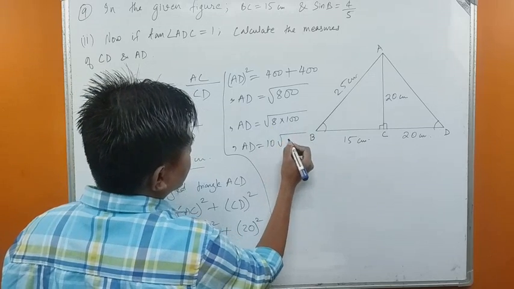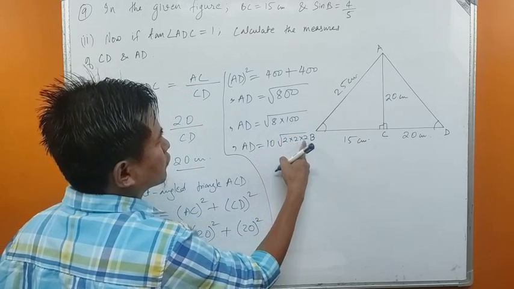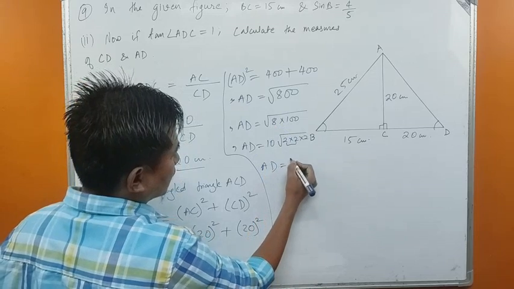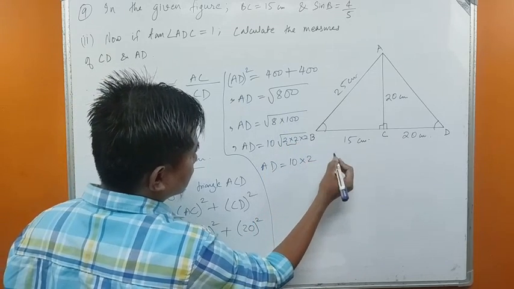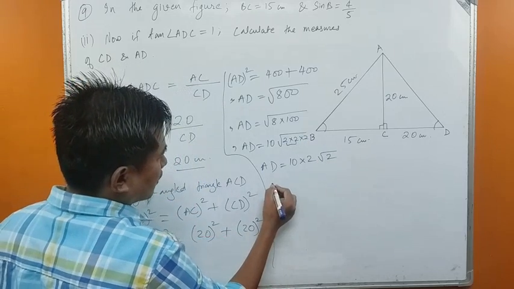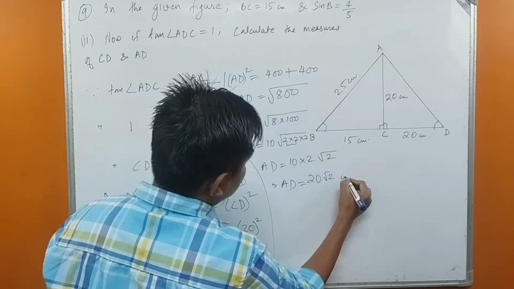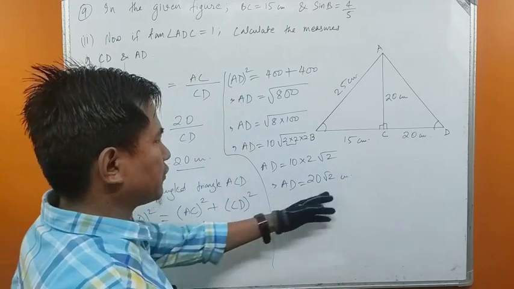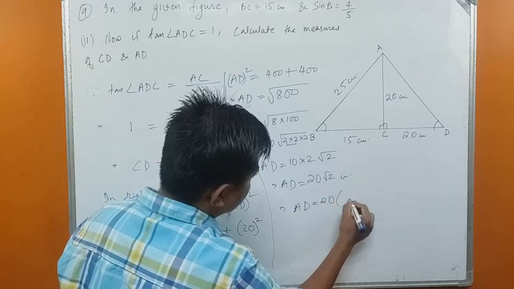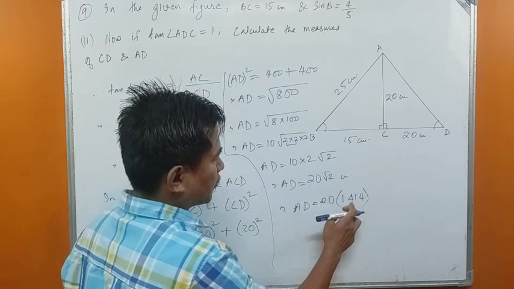So 8 means 2 into 2 into 2. 2 2s are 4, 4 2s are 8. AD equals, we make pairs of 2 and free them from the root. So this pair comes out of the root, 2 into 10, and this 2 doesn't have a pair, so it remains within the root. AD equals 10 into 2 root 2, which is 20 root 2 centimeters. So this is the answer. You can put the value of root 2, which is 1.414.